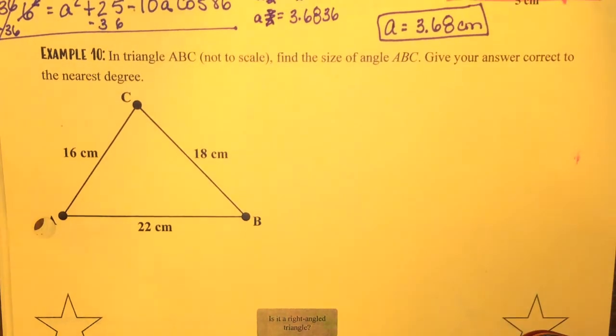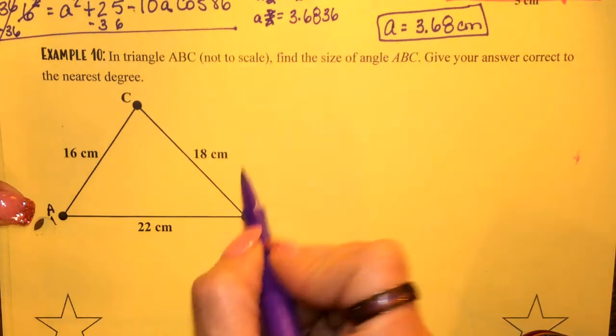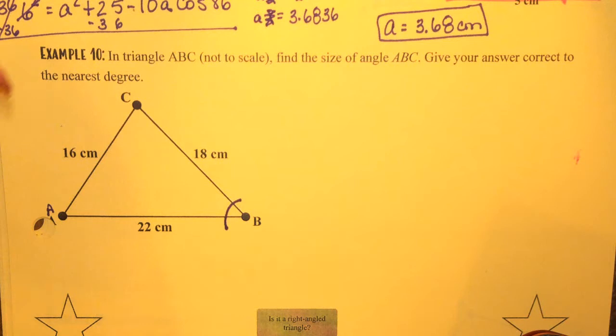All right, number 10. In triangle ABC, not to scale, find the size of angle ABC and give your answer correct to the nearest degree. So this is A over here. It got chopped off. ABC. So they are wanting me to find that angle right there. I don't know any of the angles at all. I only know the sides.